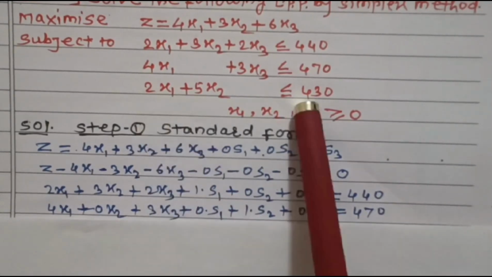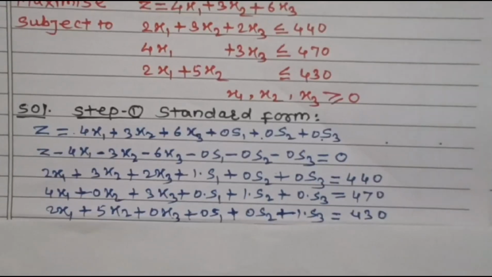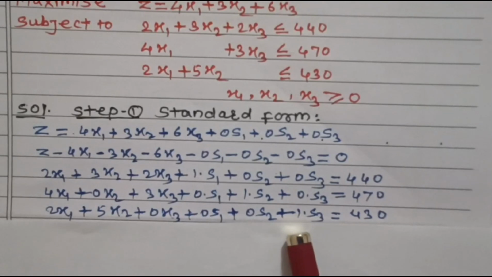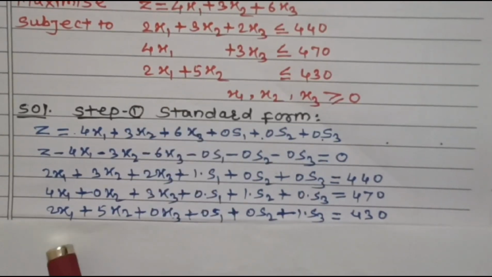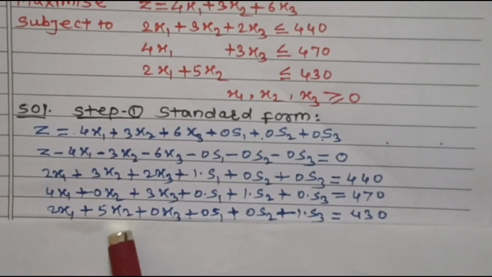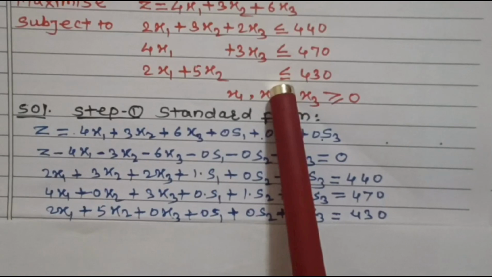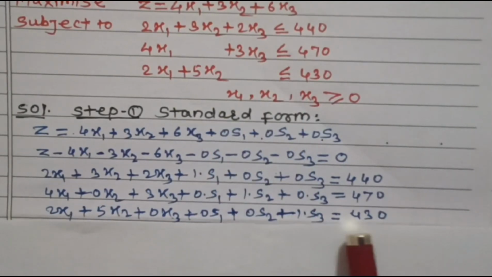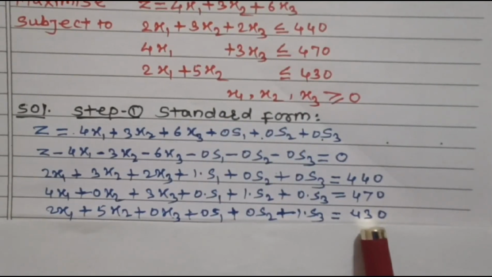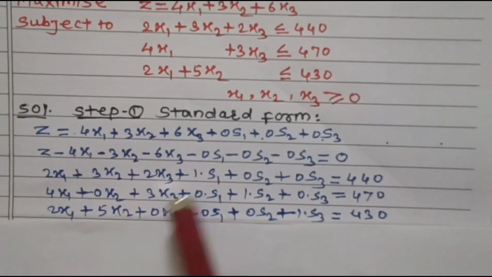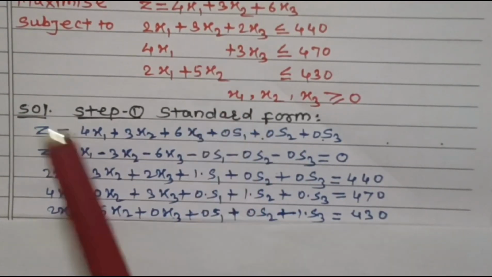Similarly from the third constraint we get the third equation by adding slack variable s3 with coefficient 1. So from the third constraint the equation will be 2x1 + 5x2 + 0 times x3 + 0 times s1 + 0 times s2 + 1 times s3, the less than or equal to inequality is replaced by an equal to sign, so the right hand side is 430. So these are four equations, or we can say the standard form of the given linear programming problem.